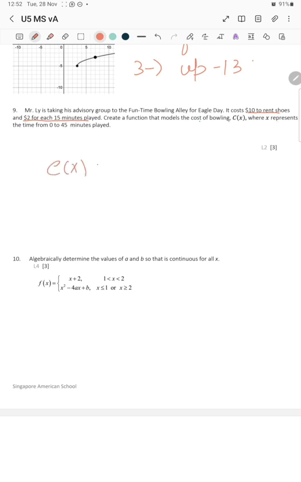So c of x would be equal to 12 for 0 to 15 minutes, because $10 to rent shoes and $2 for 15 minutes, so 2 plus 10 would be 12. 14 from 15 to 30 minutes, and 16 from 30 to 45 minutes.